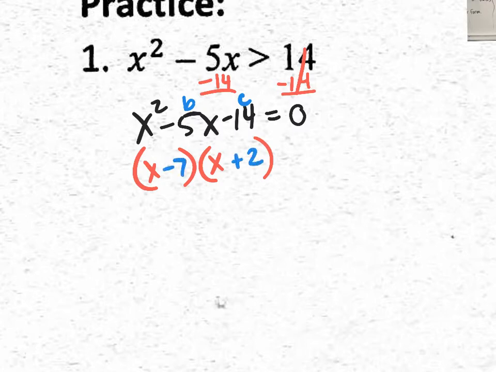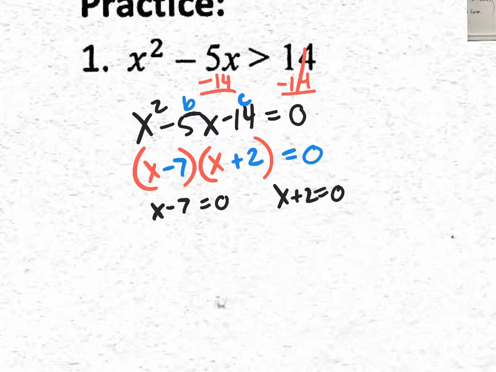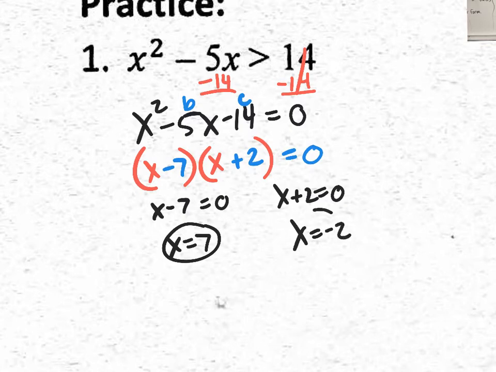Negative 7 times 2 is negative 14. If I combine it together, it does give me negative 5. This does equal 0 because we pretend that it's an equation. So we're going to split it and solve. x minus 7 equals 0. x plus 2 equals 0. So you're going to have x equals 7 and x equals negative 2. We understand that, right? If it were an equation, we would be done. But it's not an equation, it's an inequality.